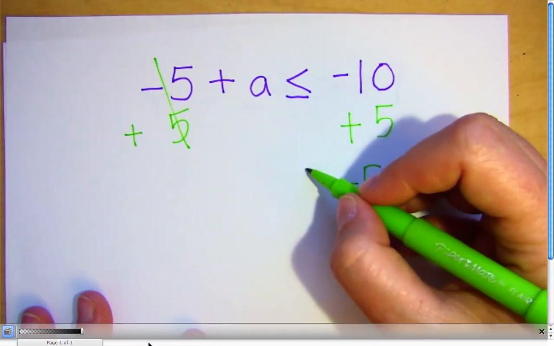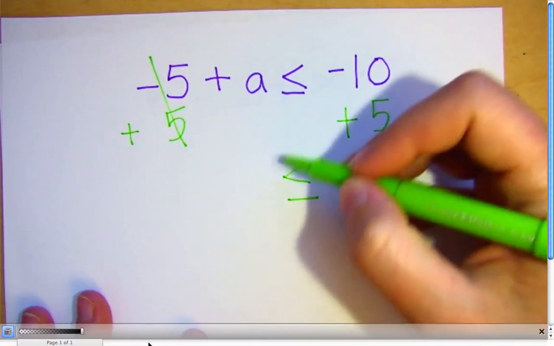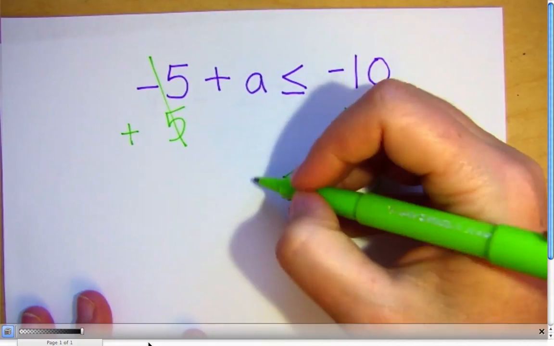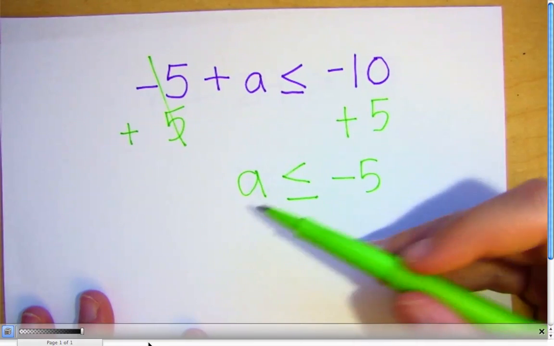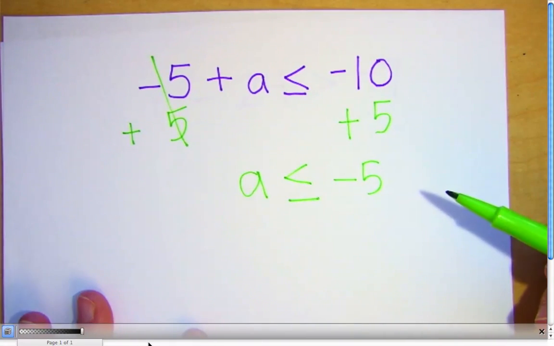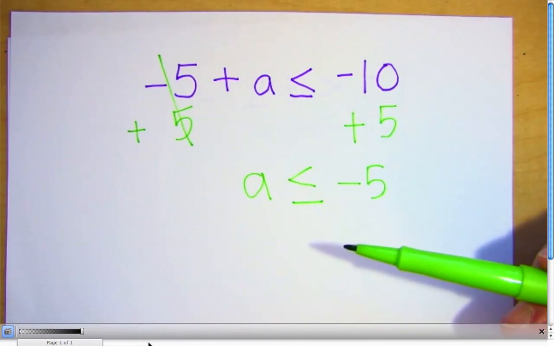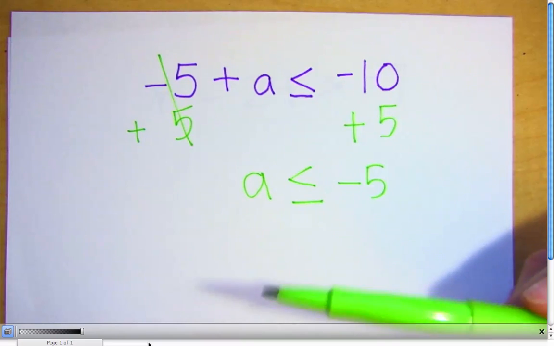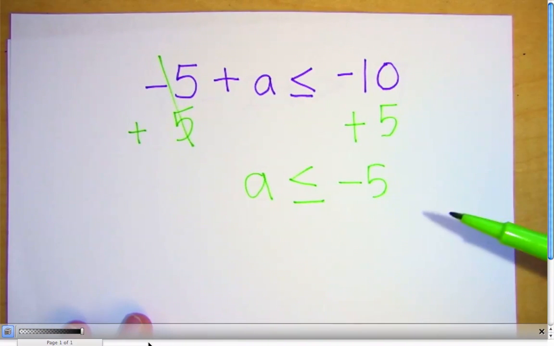So negative 5 is greater than or equal to, I just keep that same sign I had up here and move it down here. A is all that's left on the left side of my equation. So that means a could be anything that's less than or equal to negative 5. So it could be negative 5, it could be negative 6, it could be negative 6.5, it could be negative 80,000. So a is just anything that's less than or equal to negative 5.